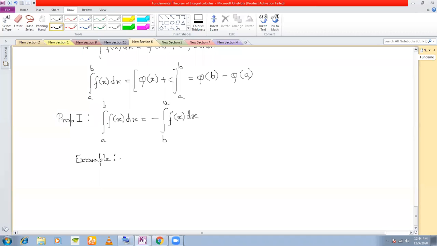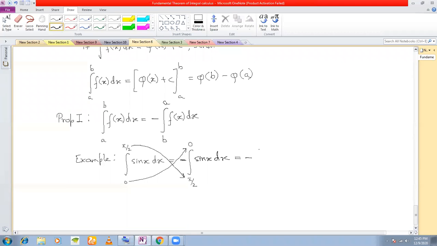An example of this: suppose I want to integrate from 0 to pi by 2 of sin x dx. If I want to change the limits, then this will be minus the integral from pi by 2 to 0 of sin x dx. See that the upper limit is becoming the lower limit and the lower limit is becoming the upper limit. You can evaluate sin x dx very easily.